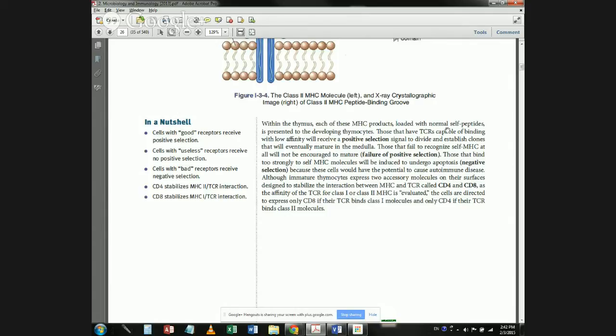So, quick paraphrase. If you don't recognize the MHC, or you recognize too much the MHC, you fail positive selection. If you acknowledge MHC, just a light nod, and move on, you pass the positive selection. And if you fail, that's called negative selection. Okay, that's pretty explanatory.